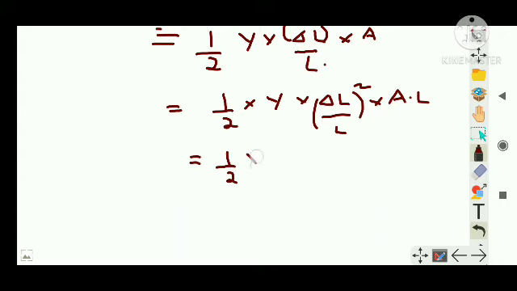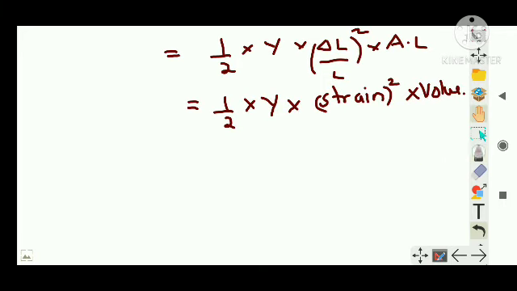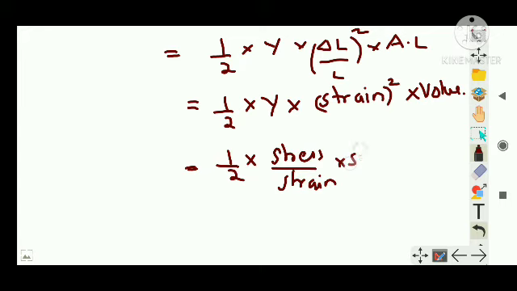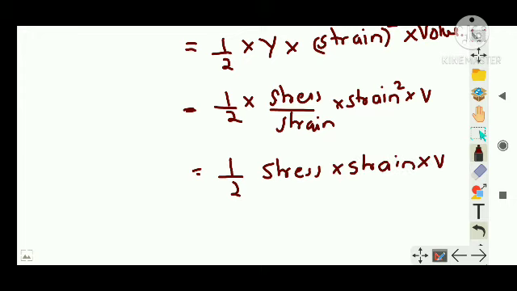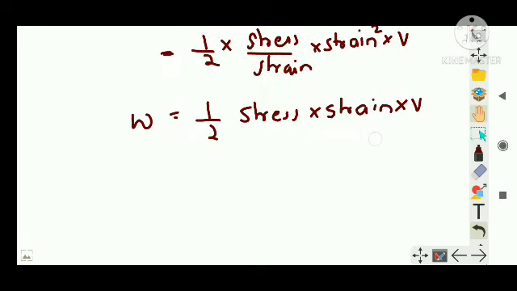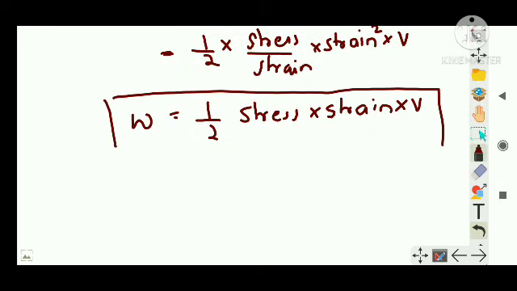That is half into Young's modulus into delta L by L, which is strain, squared, and area into length is volume. Now Young's modulus is stress by strain, so I can write stress by strain into strain squared into volume. Or I can write it as half into stress into strain into volume, which is work. So this is the equation for work.